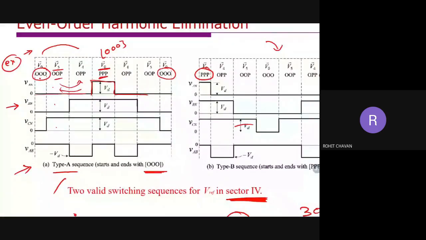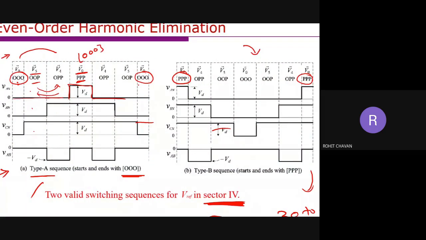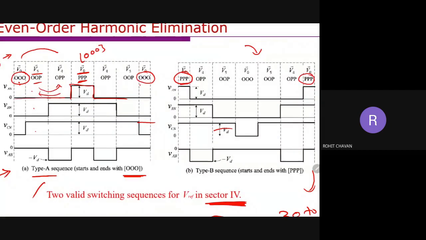Okay. So you start with 0, 0, 0. In the middle you have this PPP, and then this is 0, 0, 0. In sector 4, in the second part, when you are implementing type B, it should start with 0, 0, 0, right? If you use the same V5, right?